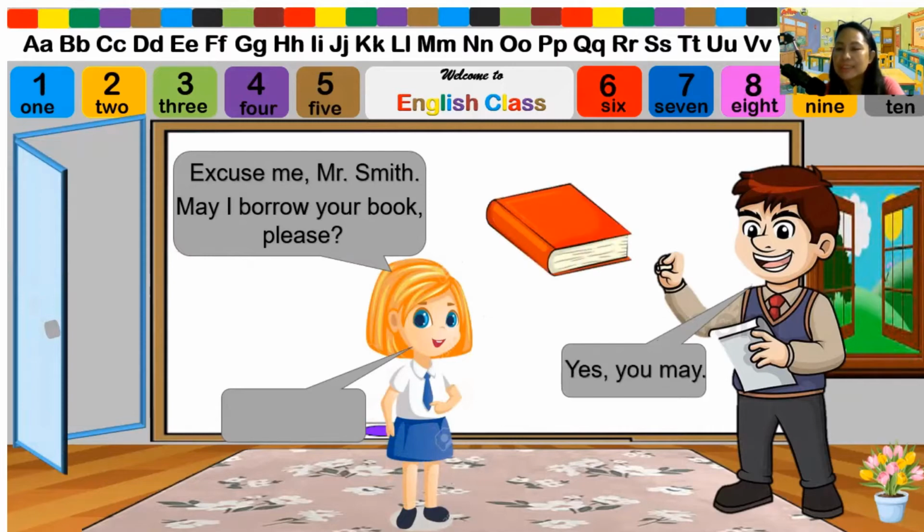All right. Then, if Mr. Smith got a book, he will say, yes, you may. So that's how we answer. If you want your friend to borrow your book, you will say, yes, you may. And then, of course, we say thank you if our friends let us borrow their things.